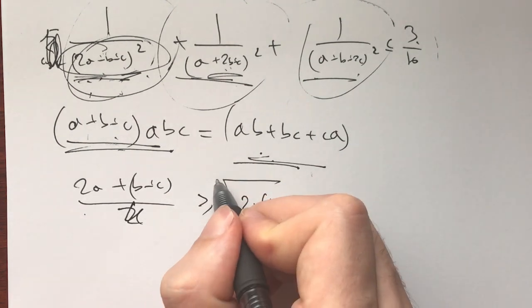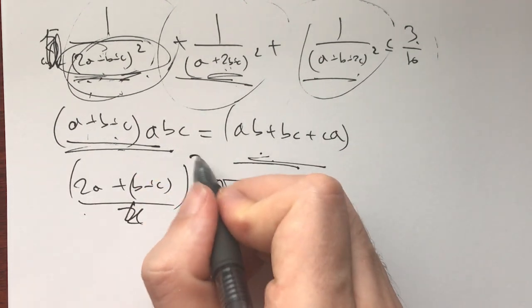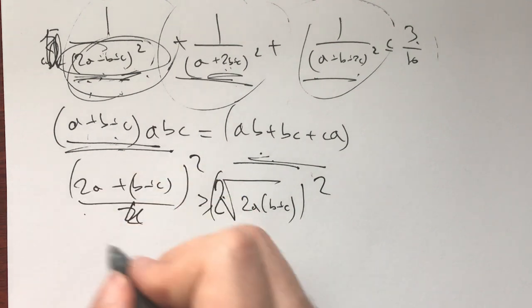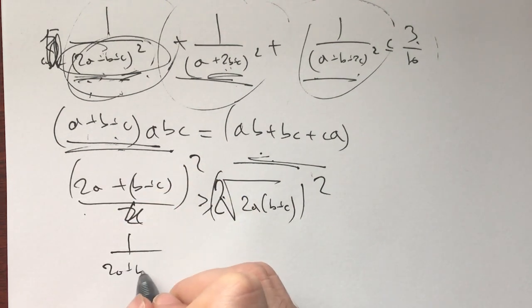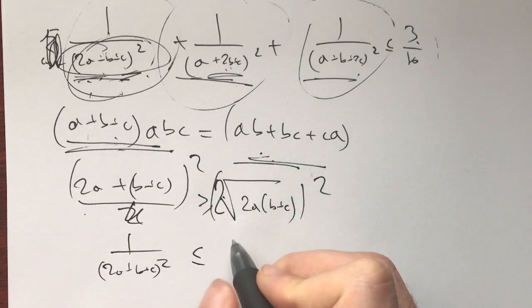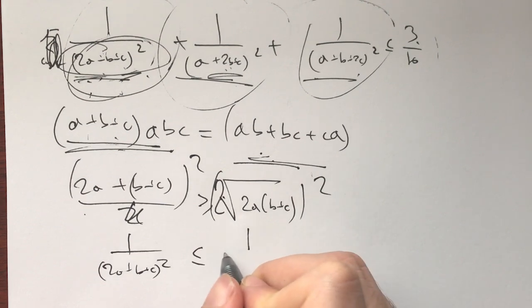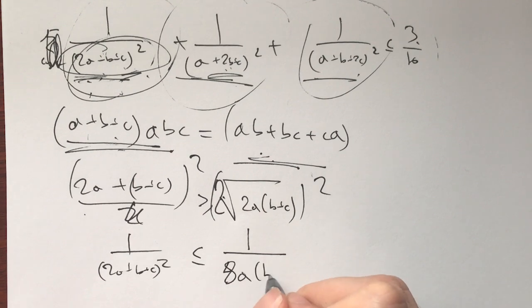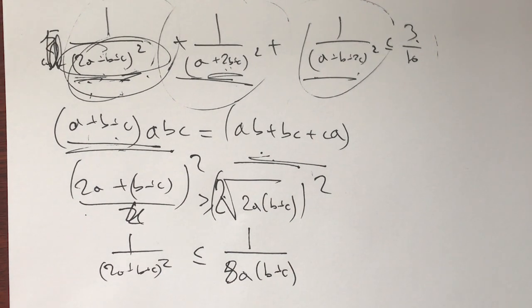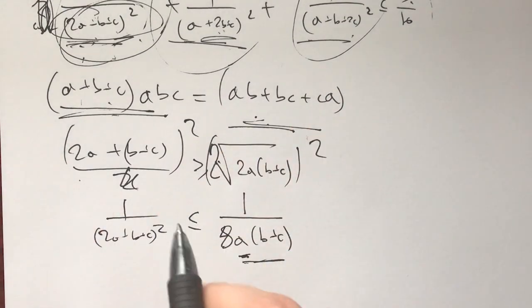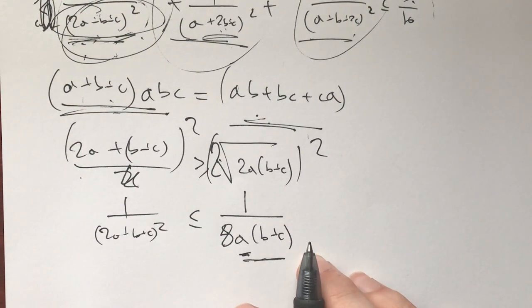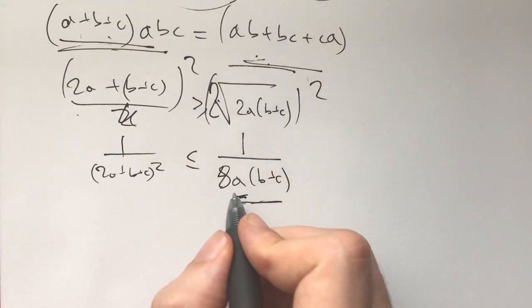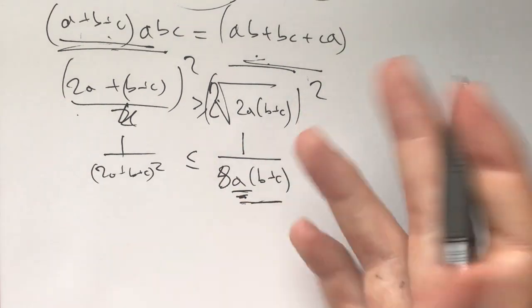So this times 2, square everything, and then I'm going to have 1 over 2a plus b plus c squared is less than or equal to 1 over 4 times 2, so 8a times b plus c. And now, does the inequality still hold true? Yeah, this is still 16. So now the question is, have we gone overboard or not? And maybe now even 8a, I'm not sure if this is good or not.